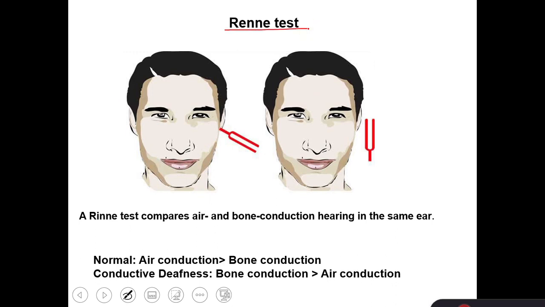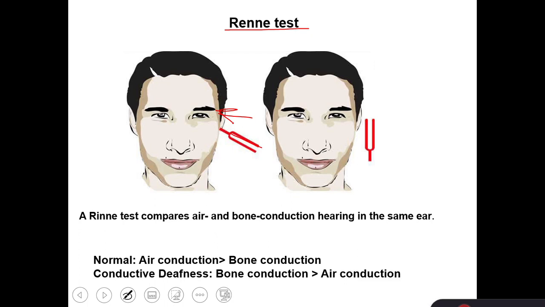Then the Rinne test compares bone conduction to air conduction on the same ear. So here you put the vibrating fork behind the ear on the mastoid process. The patient will hear the vibration. Once the patient stops hearing that, you move the fork to the front of the ear. The patient should still hear the vibration. Why? Because bone conduction is less than air conduction.